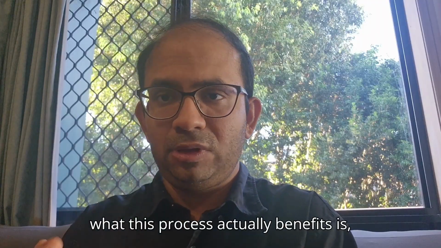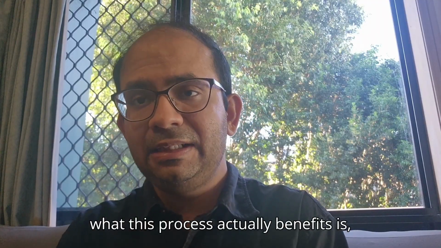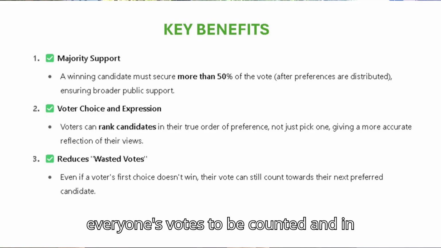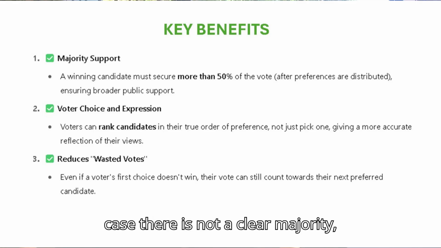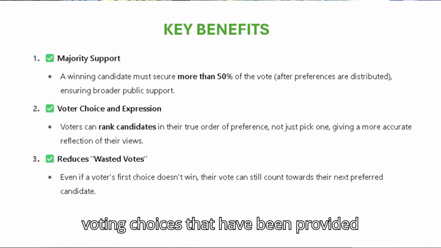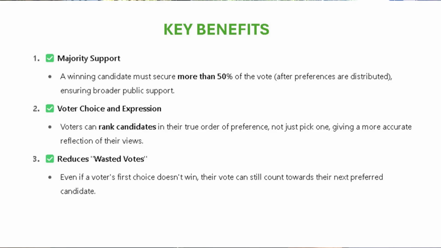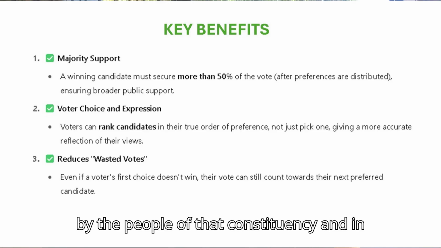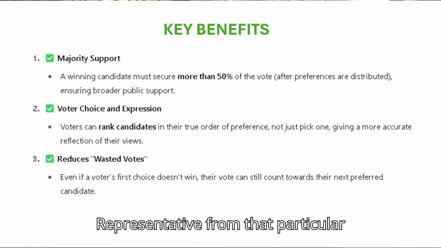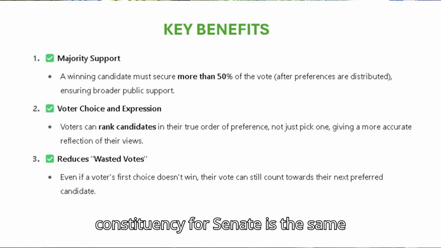What this process benefits is that it allows everyone's votes to be counted, and in case there is not a clear majority, there is an overall consensus based on the voting choices provided by the people of that constituency, and in that way they elect a representative from that particular constituency.